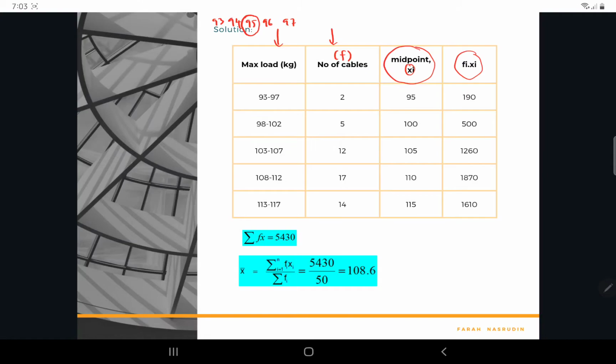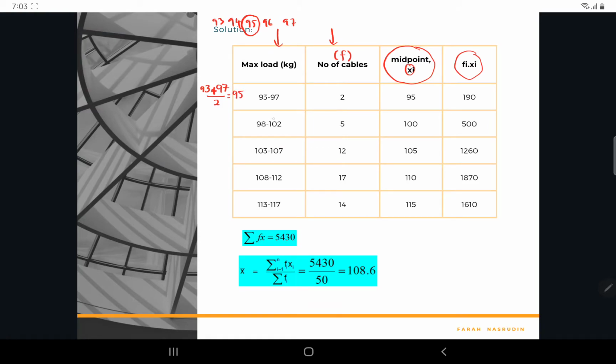So the midpoint is 95. Or you can use this formula to find the midpoint. You need to add 93 with 97 and then divide it by 2. So it will become 95.